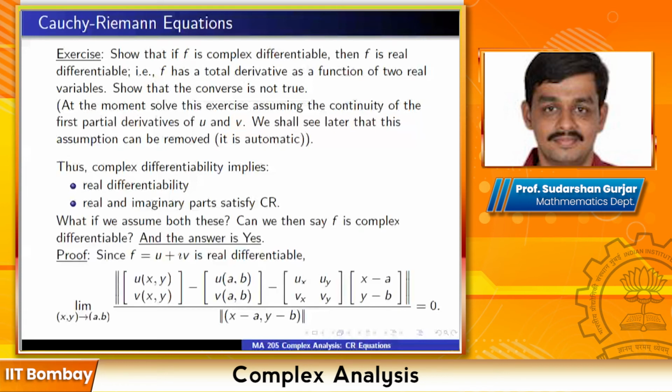Now let's ask for the converse. The moment you have something is true, you always ask, is the converse also true? So suppose we assume both. Suppose it is real differentiable and the real and imaginary parts satisfy Cauchy-Riemann equations. Is it complex differentiable? And the answer is yes. So let us prove this very basic fact. This proof is not difficult. It takes a couple of pages. Okay, any doubts? So this is what we are going to prove now.